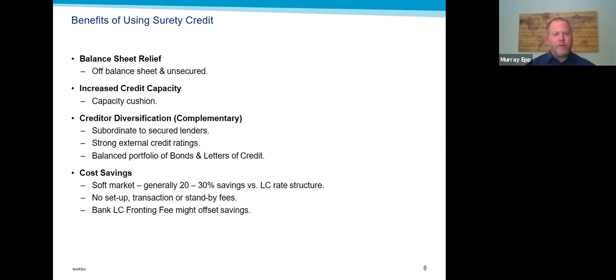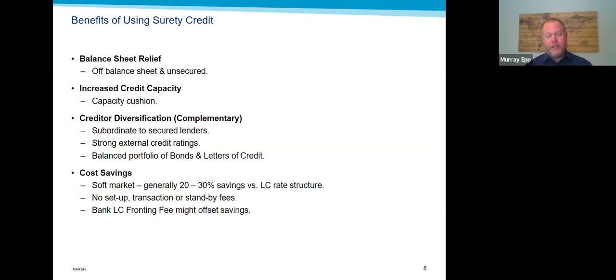So we can quickly talk through the benefits of using surety credit and how it can benefit your organization. First of all is balance sheet relief. And the sweet spot for this benefit probably lies in that BB to low investment grade space where there's a drive to have some liquidity relief. Surety credit doesn't impact working capital, doesn't impact your debt covenant ratios, and it doesn't draw from your credit facility. So at the end of the day, your balance sheet can be left free of the implications of having this additional capacity being used or deployed.